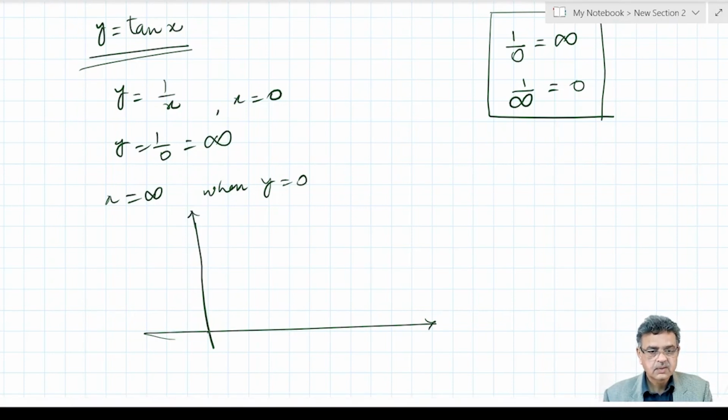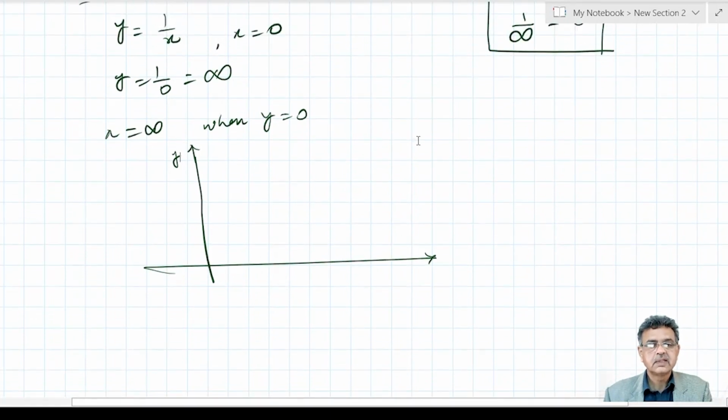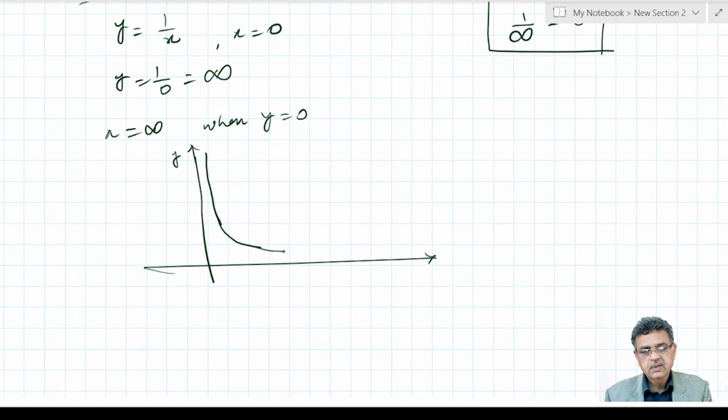now on this line of y-axis, x is equal to 0. So when x is 0, y is infinite. So the graph meets the y-axis at infinite. We don't know what happens at infinite, so the graph moves this way. As the values of x increase, y decreases, the graph appears like this, and when y is 0, then x is infinite.